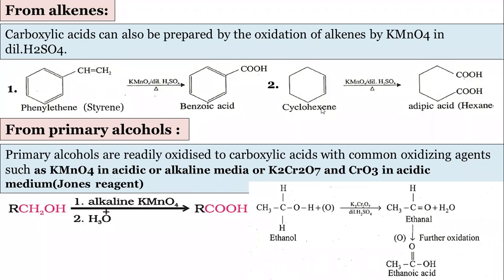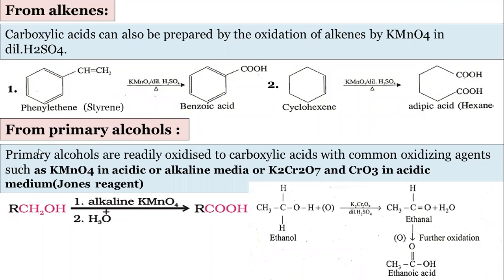If cyclohexene is there, this ring is broken and we get two COOH groups. Adipic acid is formed. Adipic acid means 1, 2, 3, 4, CH2 four times and COOH, COOH. It is called adipic acid. Its other name is hexane-1,6-dioic acid, with carbons 1, 2, 3, 4, 5, 6. Dioic acid, because there are two COOH groups.